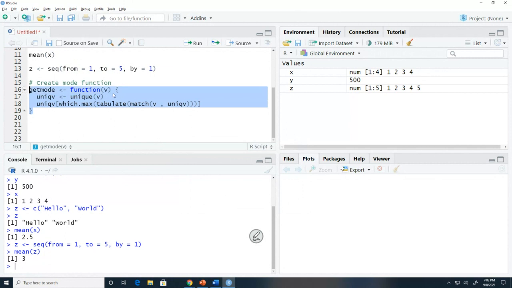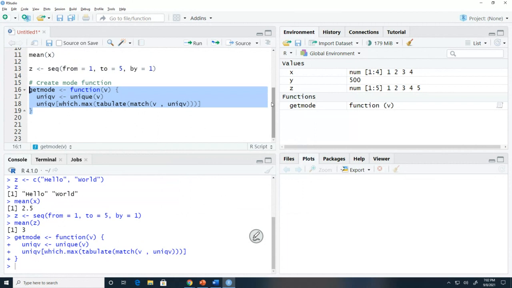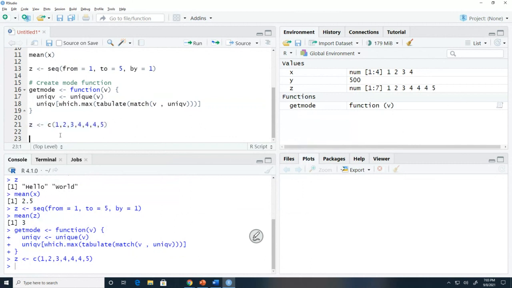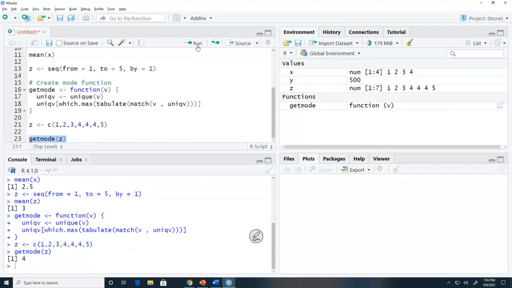So I'll run this block of code, and now you'll have functions, get mode, and then the function. Let's see if this works. Let's say z, new Z, and then do get mode Z and see if it works. So it now finds the mode, and now you wrote the function that tells R how to do it. This may be important in a future class when you have to find a mode for something.